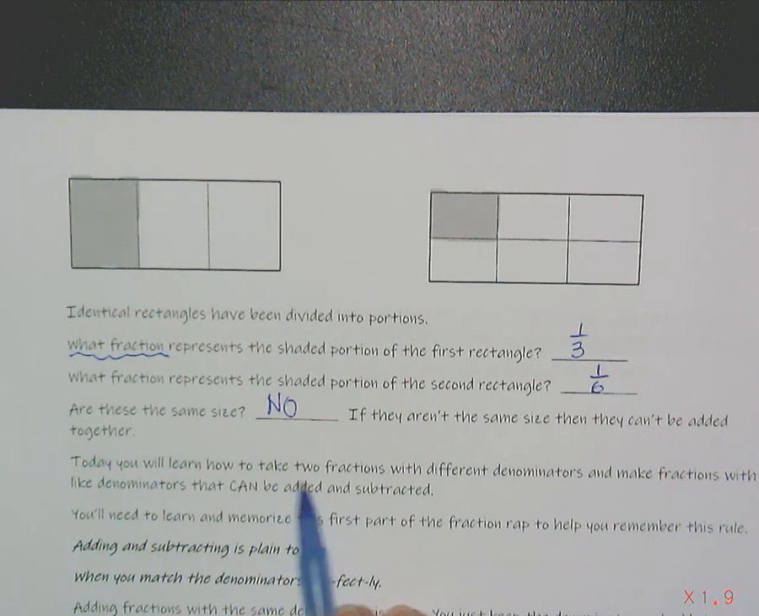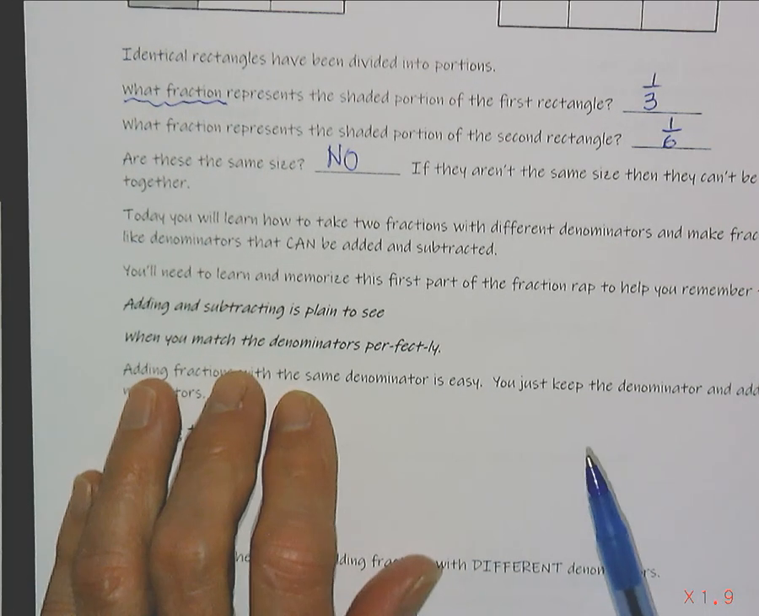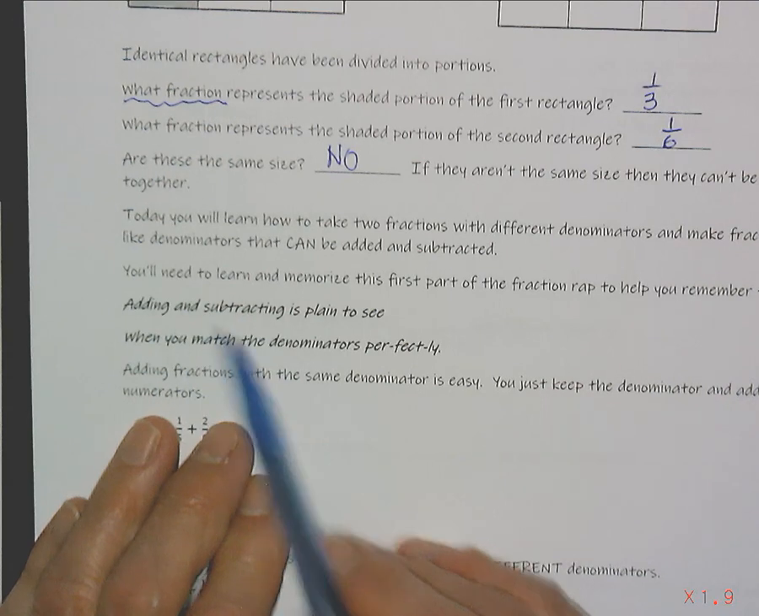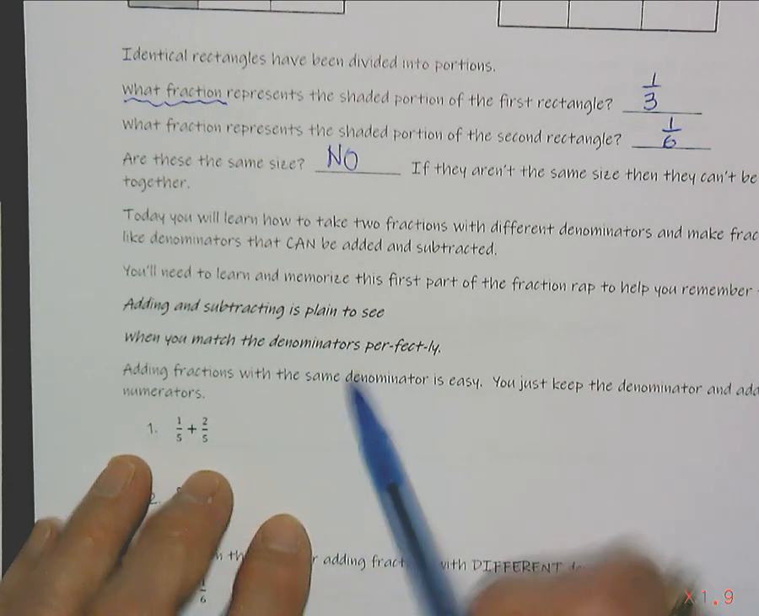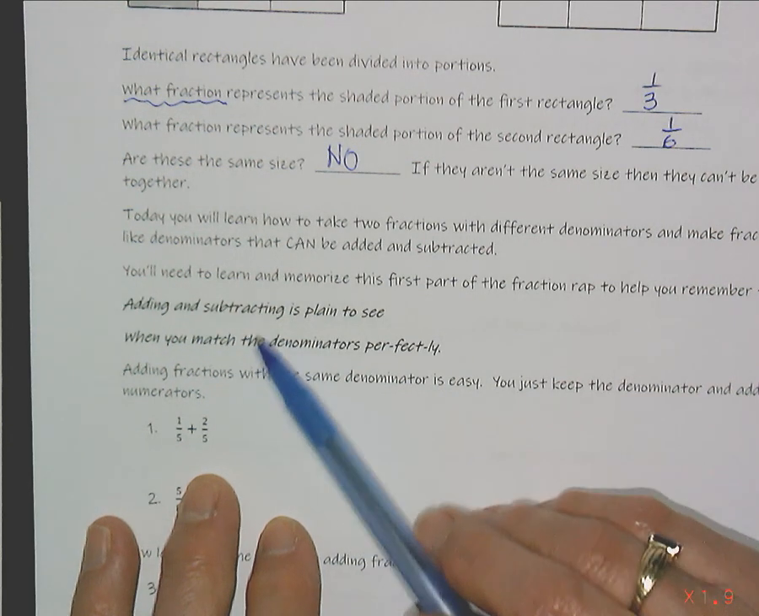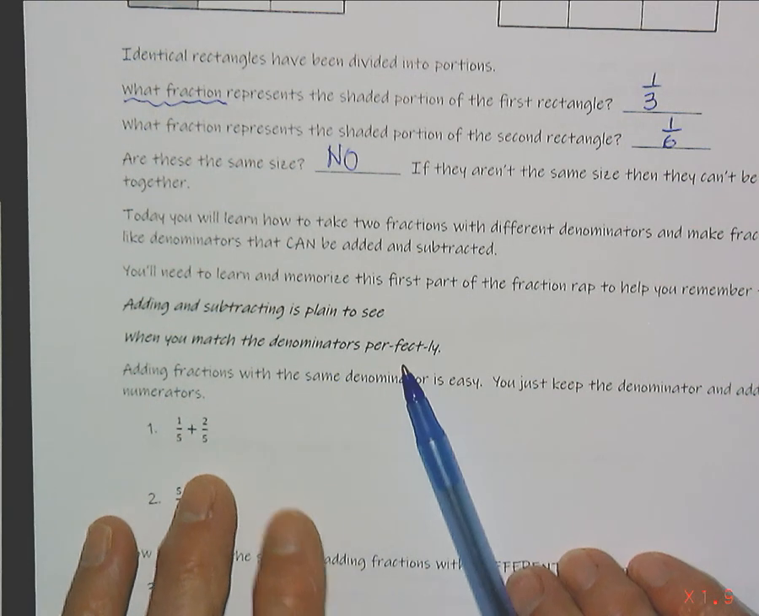Today you'll learn how to take 2 fractions with different denominators and make fractions with like denominators that can be added and subtracted. You'll need to learn and memorize this first part of the fraction wrap to help you remember this rule. Now, this is the same fraction wrap that we did the other day. Adding and subtracting is plain to see when you match the denominators perfectly.